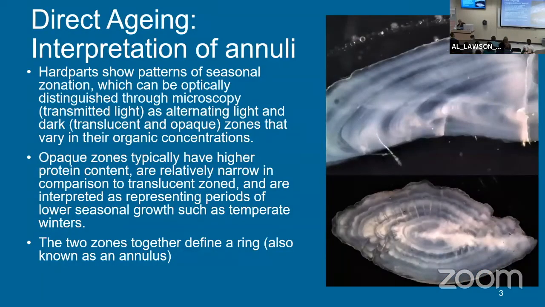Direct aging is one of the most common aging approaches, using the interpretation of annuli on hardparts such as otoliths, vertebrae, opercula, fin rays, or scales. On the right you can see the same black sea bass otolith sectioned on the top and whole on the bottom. Hardparts show patterns of seasonal zonation, which can be optically distinguished through microscopy as alternating light and dark zones.